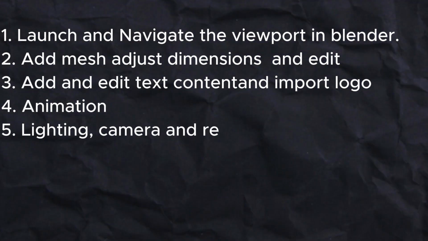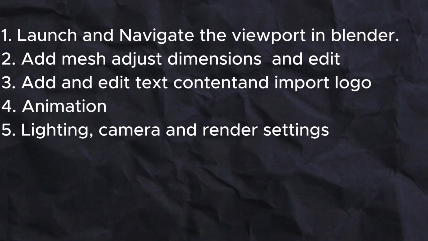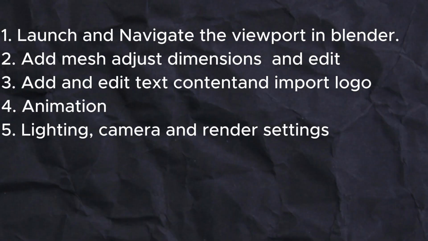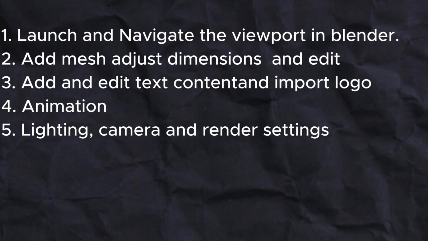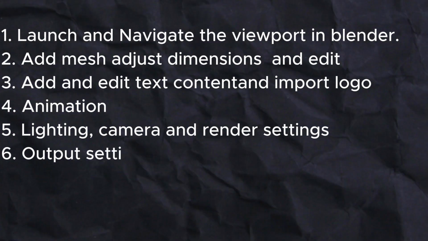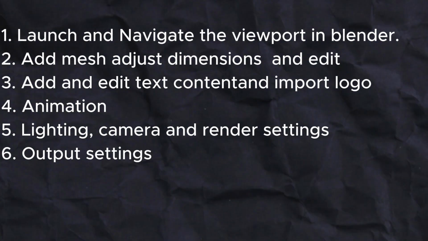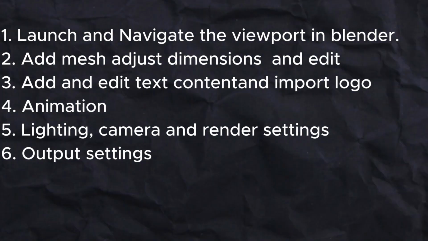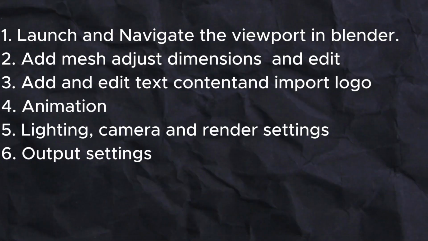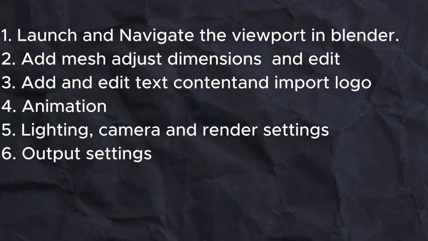In step 5, we are going to add our light source and adjust our light settings. We are also going to set up our camera angles and then have our render settings too. In step 6, we are just going to choose our file format to export our animation and then we are going to end it right there. All right, so let's get moving already.